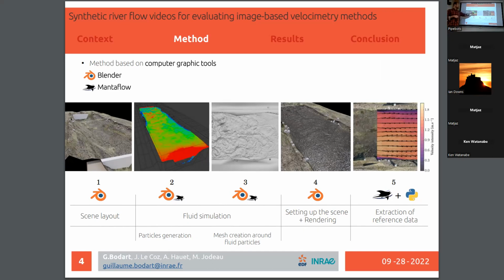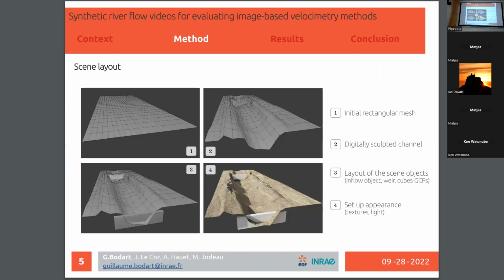So then we simulate the flow, and then after that we can set the water aspect, place some GCP objects, place the camera on the scene, and render the image through the artificial camera. So we get the synthetic video. And then after that, we build up a framework to extract surface velocities from the Mantaflow simulation. Next slide, please. So now we'll detail all the steps.